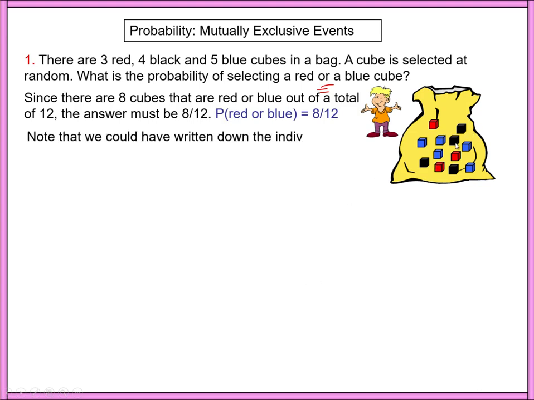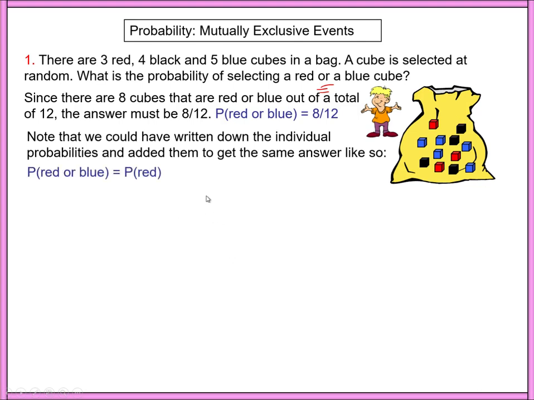So probability of red is 3 out of the 12. Probability of blue is 5 out of all 12. 3 add 5 would give us 8 out of 12. So probability of red, 3 out of 12. Probability of blue, 5 out of 12. So when you have OR, we add the probabilities. So we can write at the top here, OR means add.